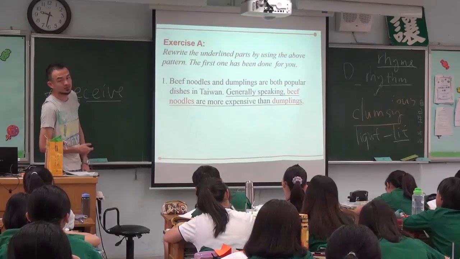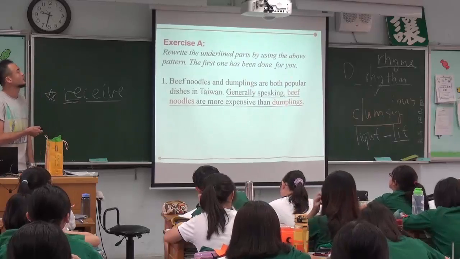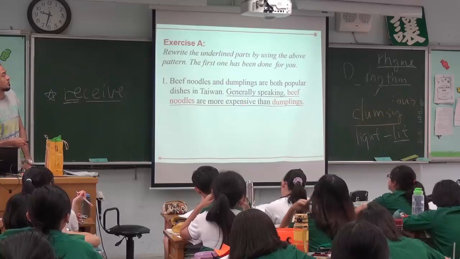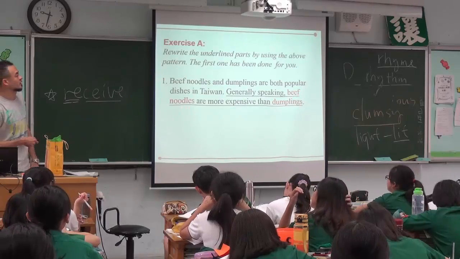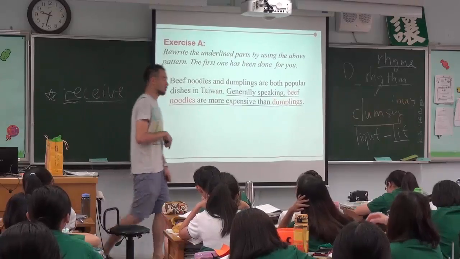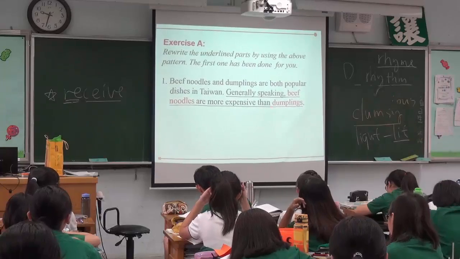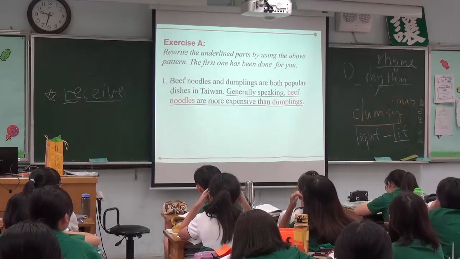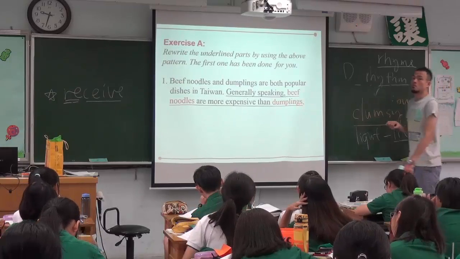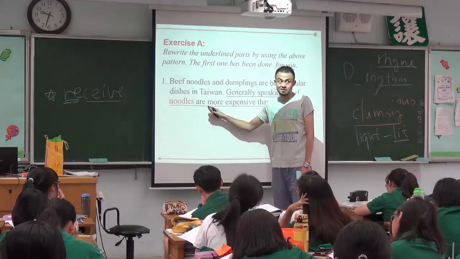So can we just have some quick practice? Please read the first example, beef noodles. Dumplings are both popular dishes in Taiwan. Generally speaking, beef noodles are more expensive than dumplings. Here, for the underlined part, if you use the formula latter to change the sentence, how can we change it now? Ask you. Generally speaking, the former, should you use are or is?